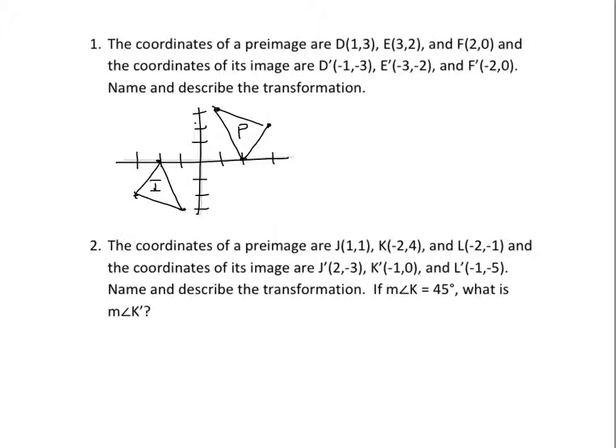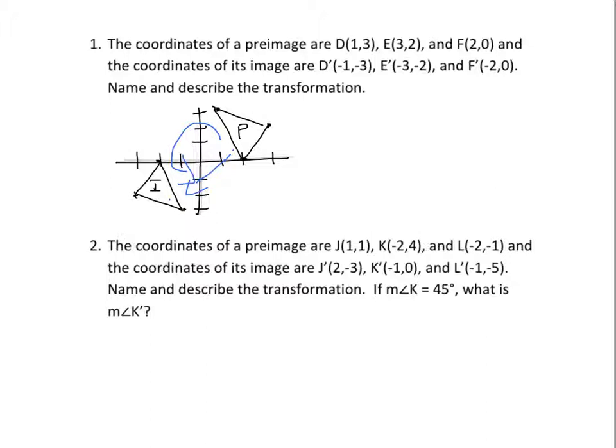Remember, the pre-image is the starting point, and it gets to the image at the end. Now we want to name and describe this transformation. So think about how you get from here to here. What's happening there? Are you just moving it? Are you just sliding it? No, so it can't be a translation. That doesn't make any sense. What about, is it reflecting? It kind of looks like reflecting, but it doesn't seem like that totally fits. The one that makes the most sense is a rotation.